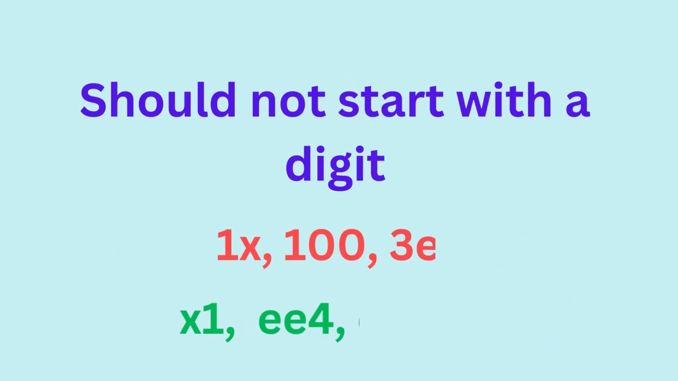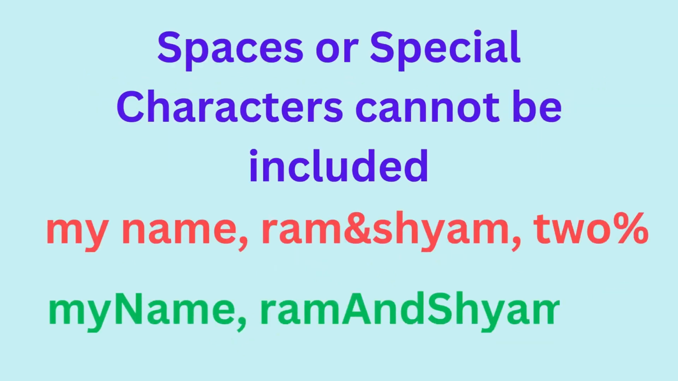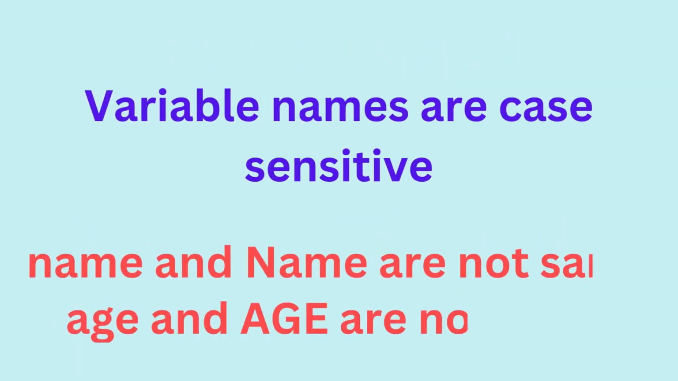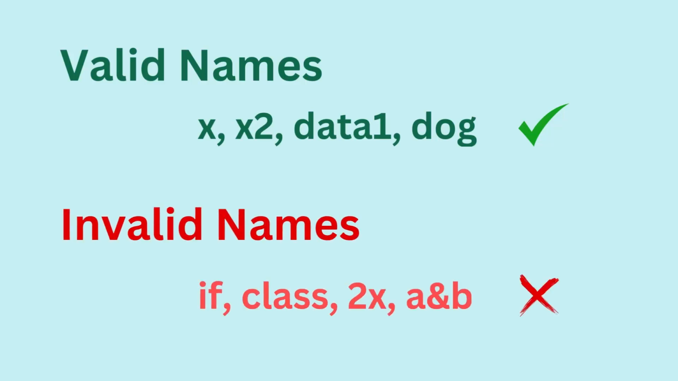A variable name should not start with a digit. A variable cannot have a space or a special character embedded within it. Variable names are case-sensitive. Here is a list of valid variable names: x, x2, data1, dog, etc. And here are some invalid names: if, class, 2x, a and b, etc.